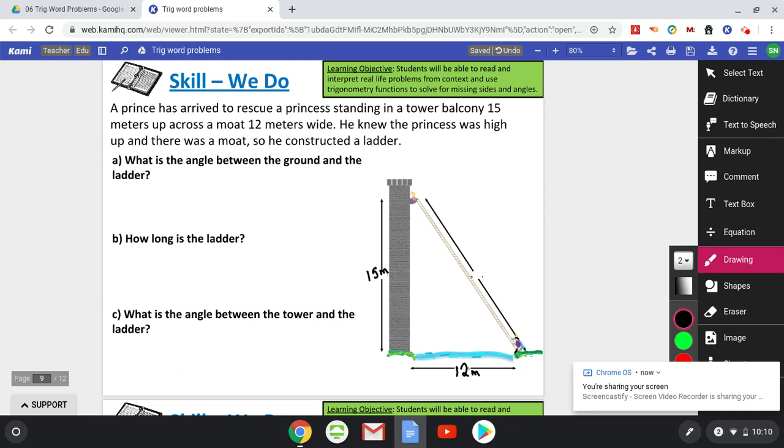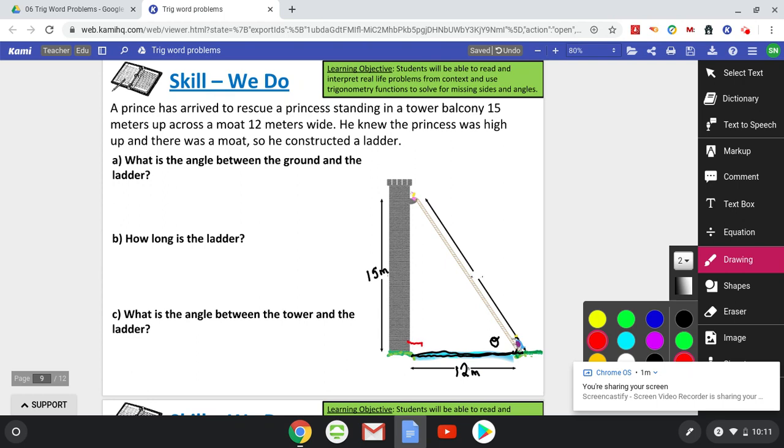The prince knew the princess was high up and there was a moat, so he constructed a ladder. Here's a ladder. And now that we have all the information, we will start by solving part A. Part A, what is the angle between the ground and the ladder? The ground is referred to as this right here, the bottom section, and the ladder, you can see it on the picture. They want to know what the angle is. I'm going to label that angle as theta.